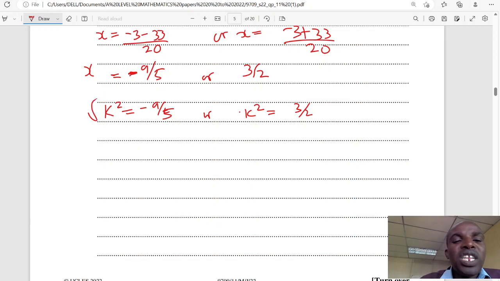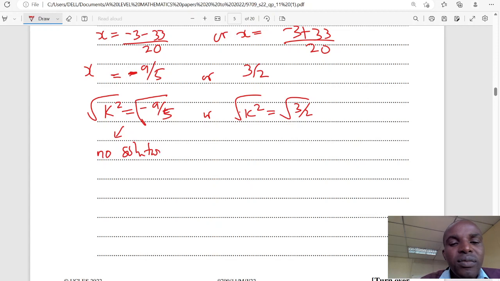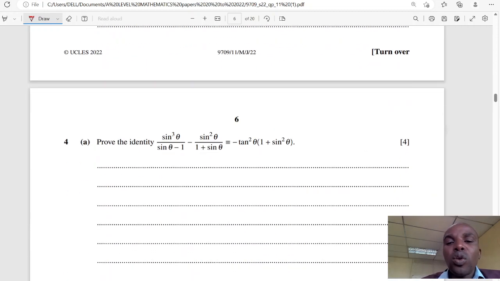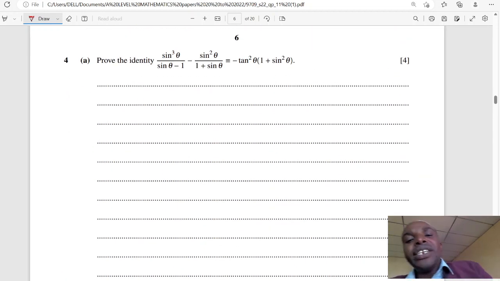So on this part, to remove the square, you put square root. But on the first part, square root of a negative number is complex. So these are, you can say, no solution on this part. But on this part, it will be k is equals to root of 3 over 2. Root of a number is plus or minus. So k is plus or minus root of 3 over 2. Done.